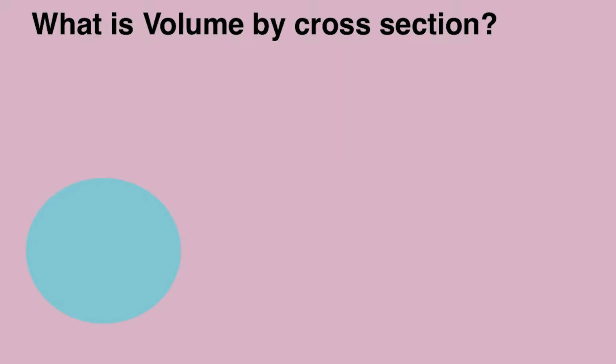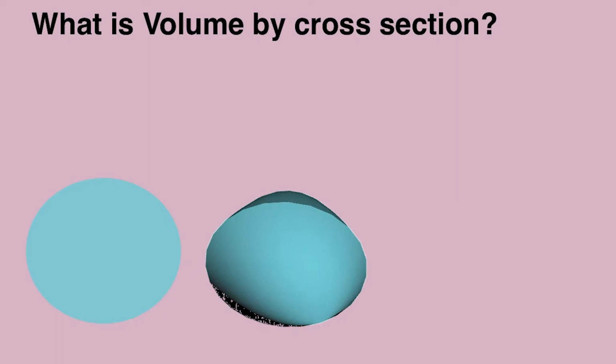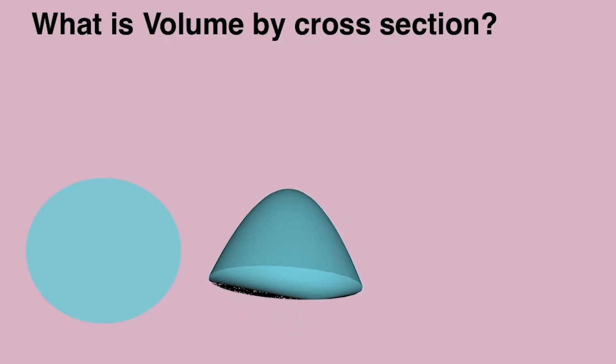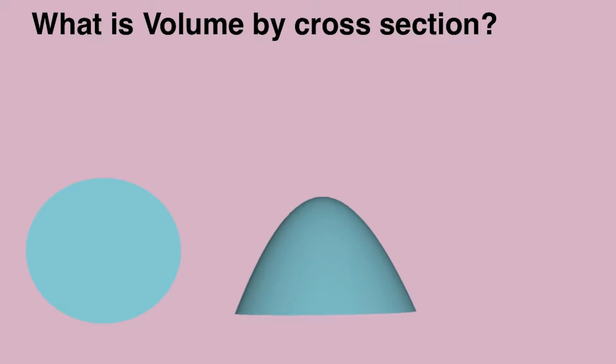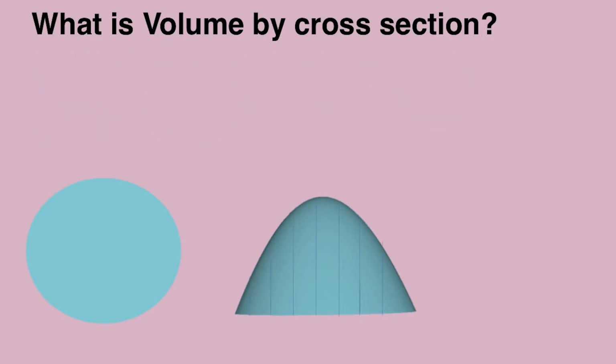So a possible object with the given base of the blue figure on the left can be this object in the middle. Then to calculate the volume of that object, you do this by taking cross-sections of the object in a given shape. In other words, you're slicing that figure an infinite number of times, slicing each slice infinitely thin. The shape of the slice can be a 2D geometric shape, a square, rectangle, semicircle, or a triangle.